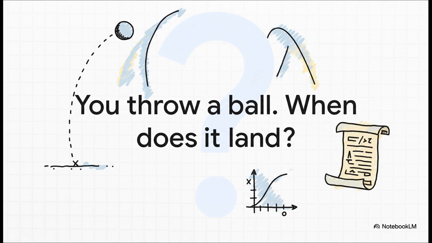So, to see what I mean, let's start with a really simple question. You're outside, you throw a ball straight up into the air. How can you know exactly when it will hit the ground? It seems pretty complicated, right? But the answer is just waiting for us inside a specific kind of code.